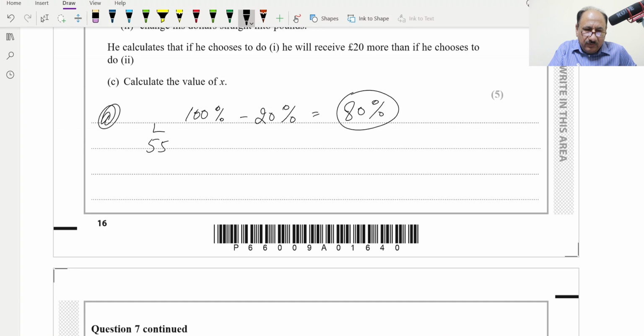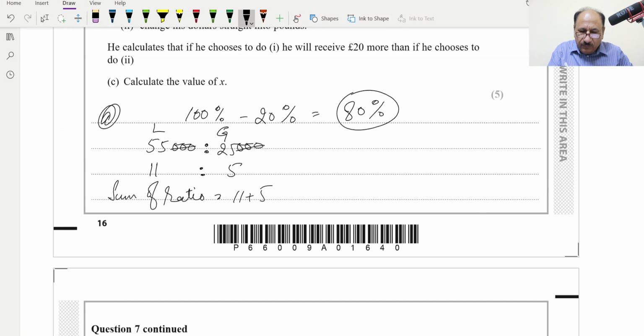Lillian has 55,000 and Graham has 25,000. This is their ratio of investment, and if we simplify, this can be cancelled and the remaining will be 11 to 5. So this is the ratio 11 to 5, and the sum of the ratios is 11 plus 5, which is equal to 16. So we will be dividing this 80%, and 11 is the portion for Lillian.